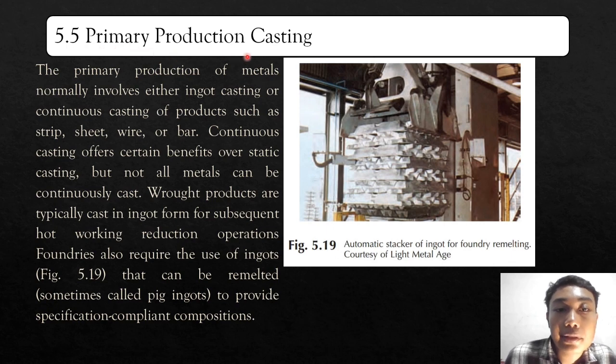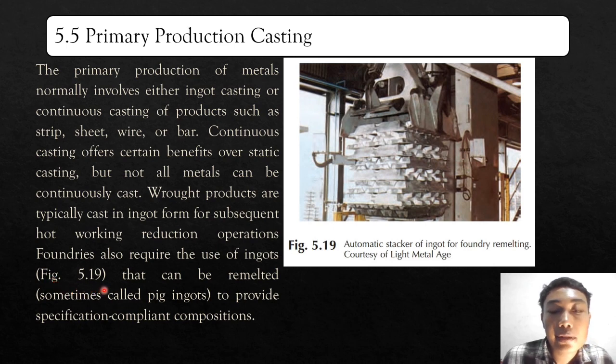5.5 Primary production casting. The primary production of metal normally involves either ingot casting or continuous casting of products such as strip, sheet, wire, or bar. Continuous casting offers several benefits over static casting, but not all metals can be continuously cast. Raw products are typically cast in ingot form for subsequent hot working in reduction operations. Foundries also require the use of ingots.